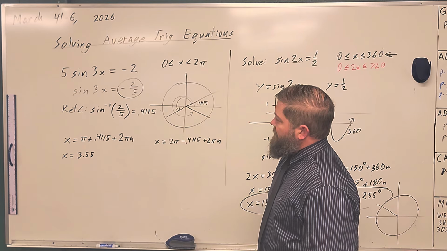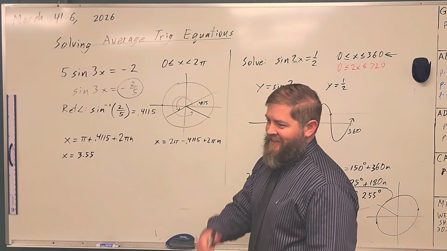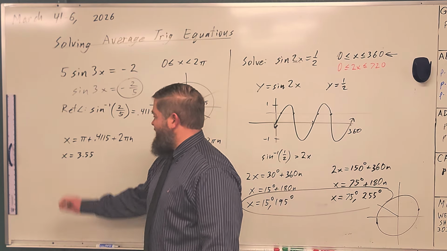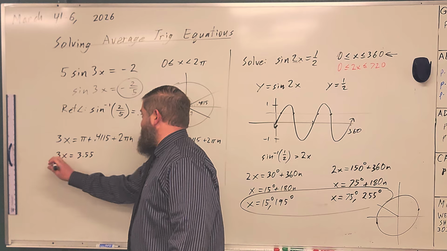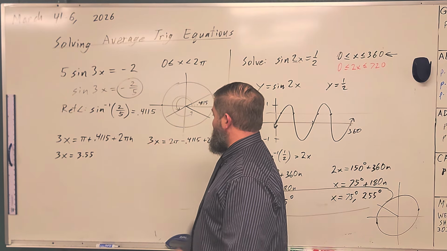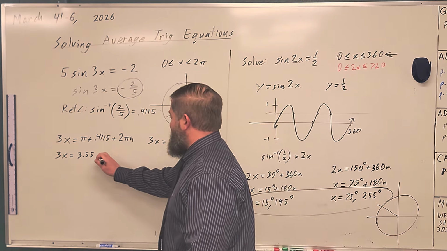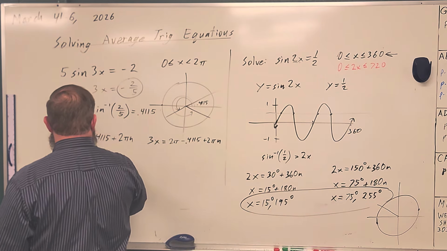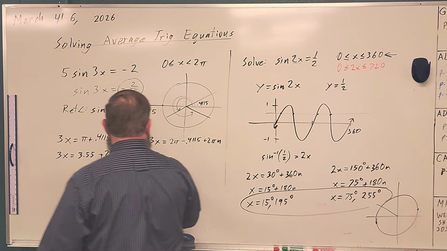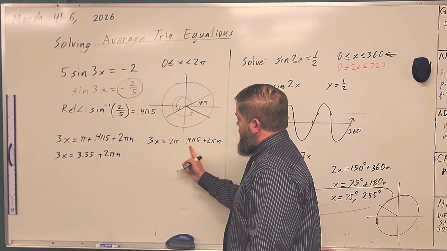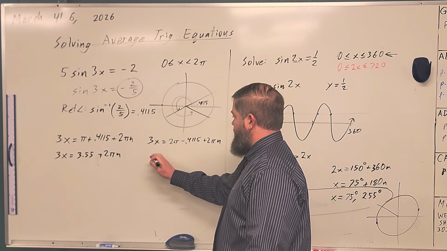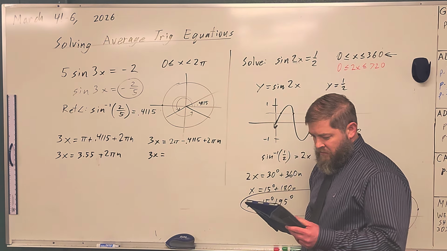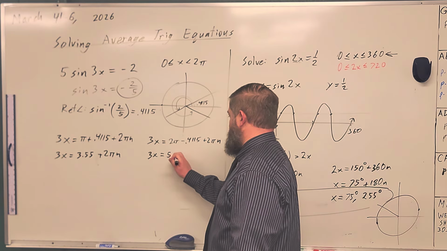Oh, I did the same thing I did last time. Did you guys catch this? You didn't do the x equals. No, it's supposed to be 3x. These are all 3x. Okay, 3x, and then plus 2 pi n. And how about on your calculator, 2 pi minus 0.4115? 5.87.